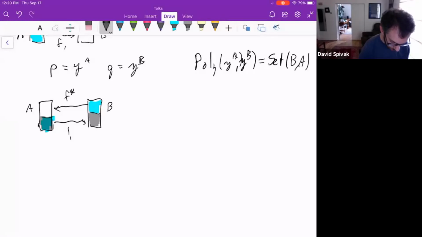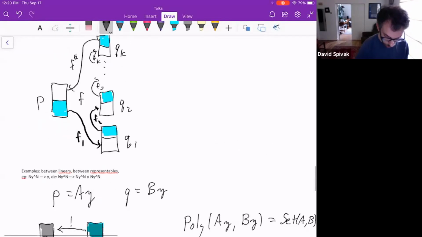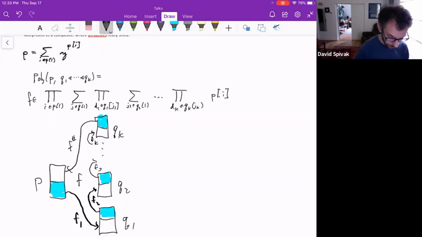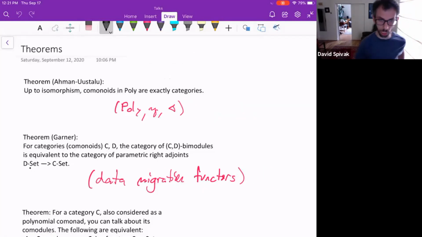Okay, I'm going to skip ahead a little bit. So this is how polynomial functors are represented by polyboxes and how morphisms to composites work. Let me give you the theorems that we're going to try to prove today. Well, sorry, we are going to prove this first one for sure. Up to isomorphism, comonoids in poly are categories.